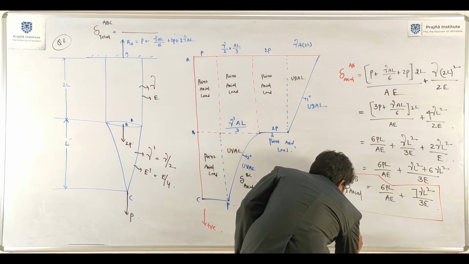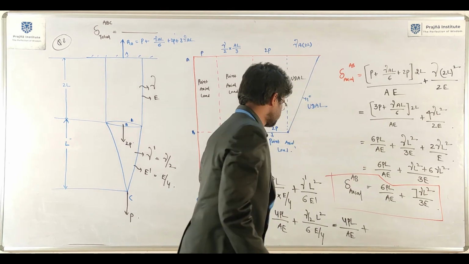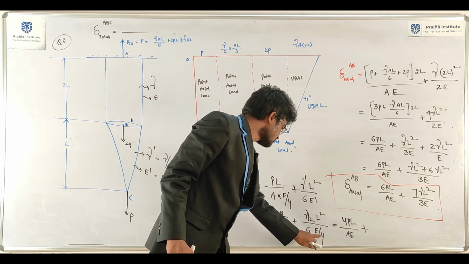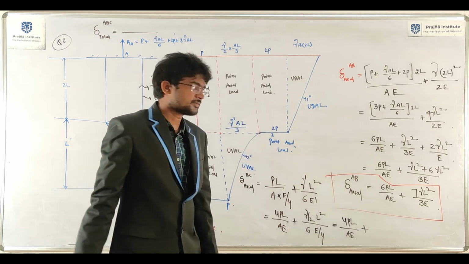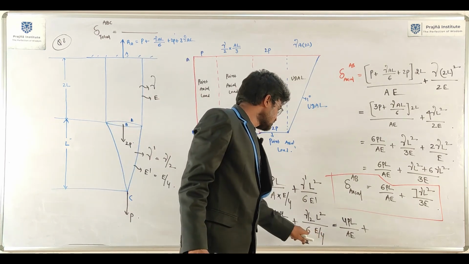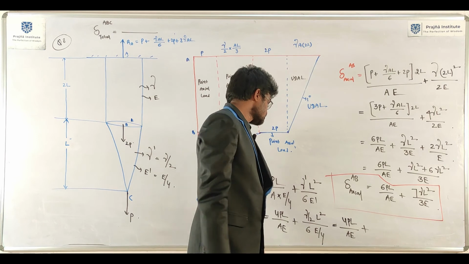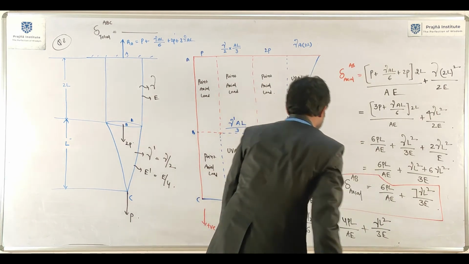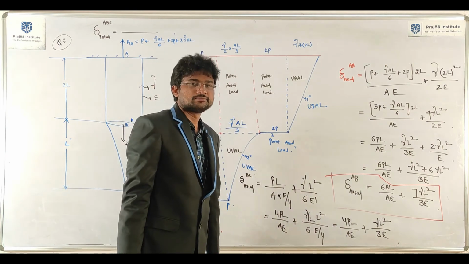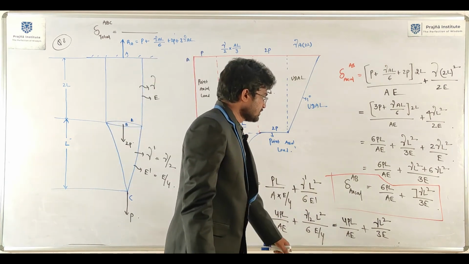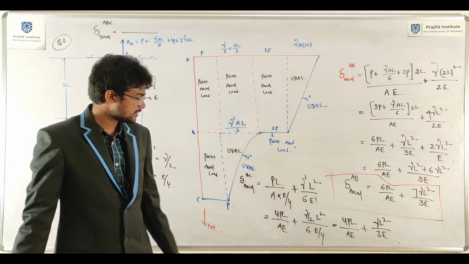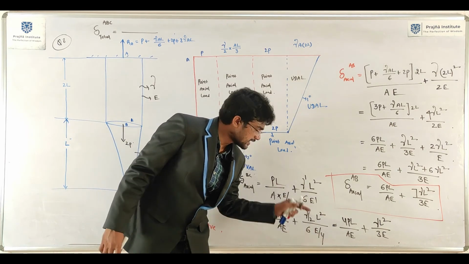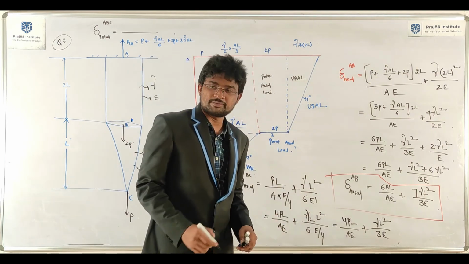4PL by AE plus 2/3 ja... Okay. So finally, gamma L square by 3E, you will get it. Okay? Correct? Check it out. Gamma by 2 by, here 2, 2 ja, 2, 3 ja. 2, 2 gets cancelled out. Okay? Finally, gamma L square by 3E.